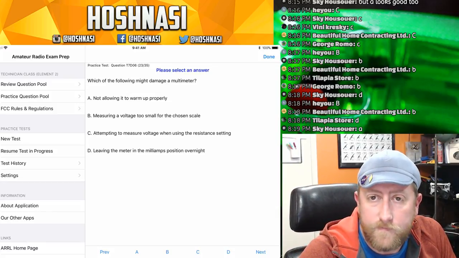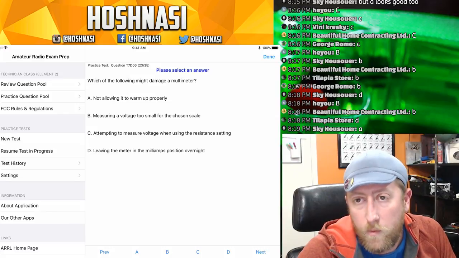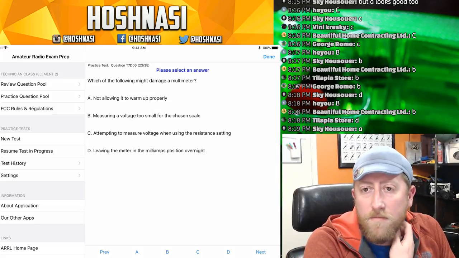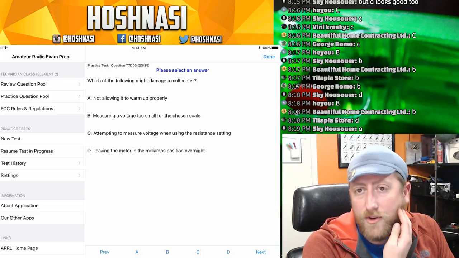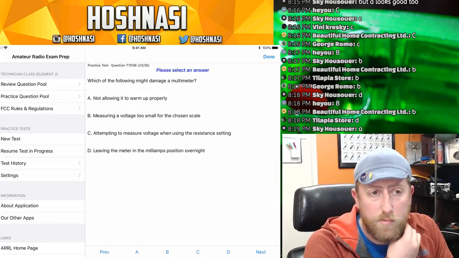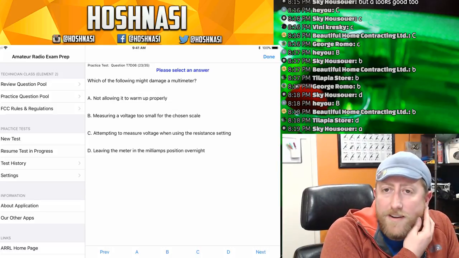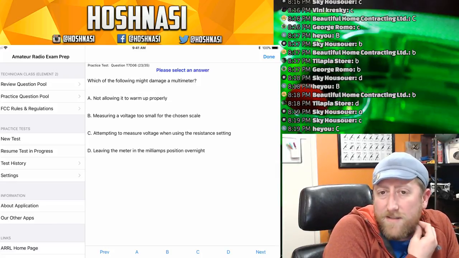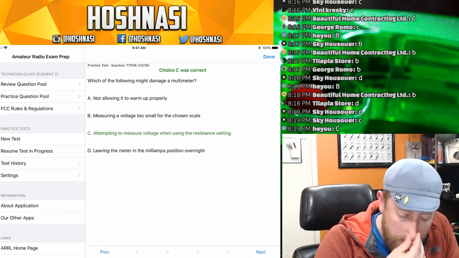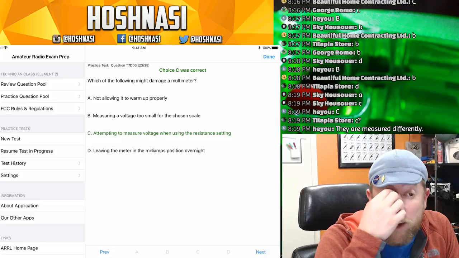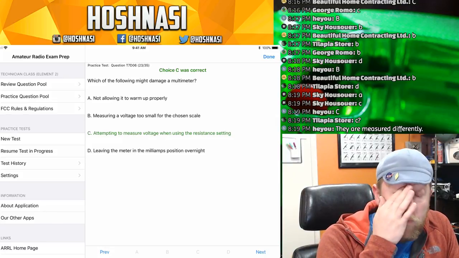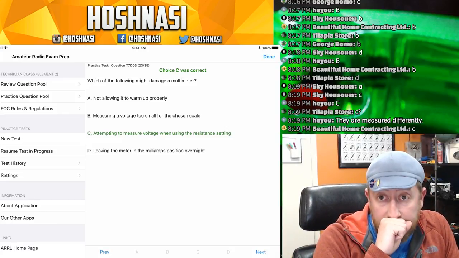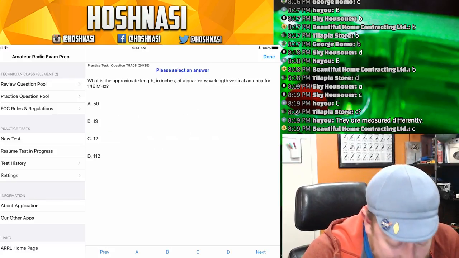Measuring a voltage too small for the chosen scale? Too small? I wouldn't think it's too small. Not allowing it to warm up... I mean, multimeters are... C sounds like the only one that's possible. Yeah, C. I mean, A implies vacuum tubes warming up. That's crazy. Voltage, that makes sense. That's the answer. Just remember that. We don't have to pontificate.